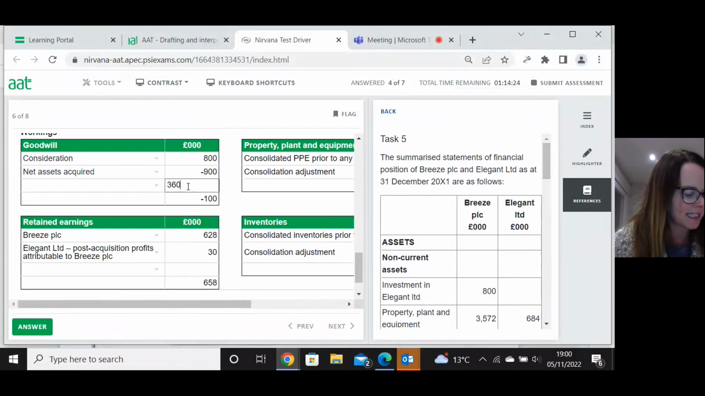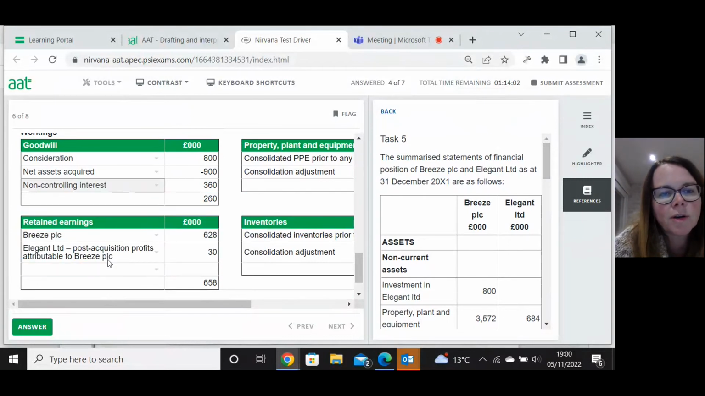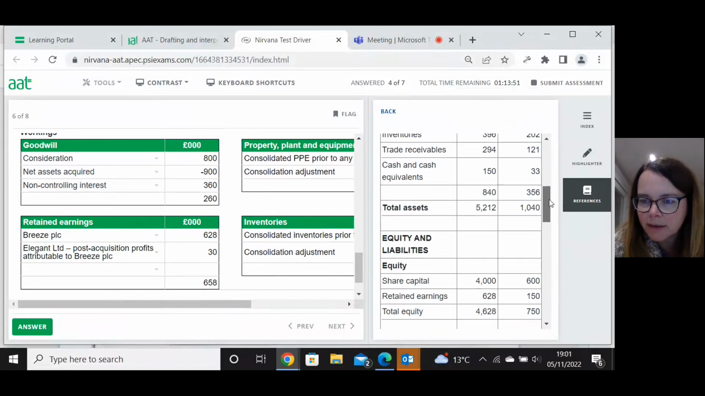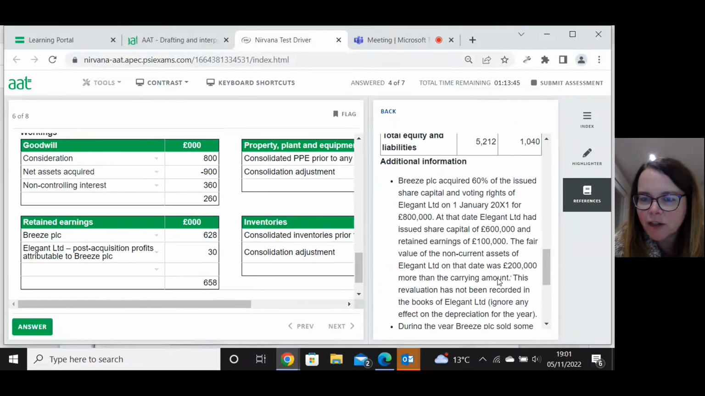And that 360 is effectively being debited to Goodwill and credited to my non-controlling interest. So I've written that in my T accounts, debit the Goodwill and credit the non-controlling interest. What should that say? Non-controlling interest. Right, so I've got a Goodwill figure now of 260 that I've calculated. So let's carry on. So I've dealt with that fair value adjustment.